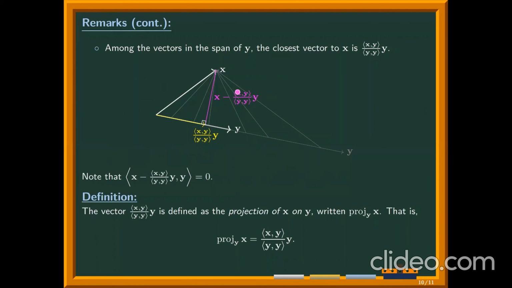You can verify that this difference vector is perpendicular to y, or equivalently, it's perpendicular to the line determined by y. So the inner product is 0. And so this observation gives us the idea that the most natural way of defining the projection of a vector x on y in an inner product space is through this vector, the scalar multiple of y by inner product of x and y divided by inner product of y and y.